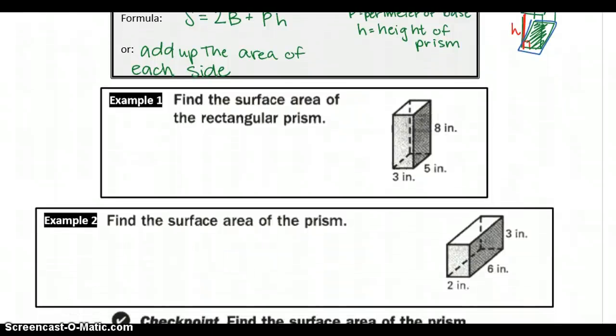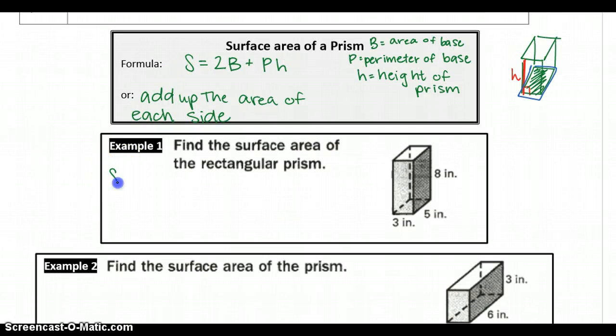So for example 1, we're going to find the surface area of the given rectangular prism, meaning that both of our bases are congruent rectangles. And I'm going to use the formula for the surface area, which again is S equals 2 times B plus P times H. So first we need to find our B, or the area of our base. Our base here is a rectangle, so I'm going to find the area by doing length times width. My length is 3 inches and my width is 5 inches. So I'm going to plug in 3 times 5. So when I multiply this, I'll get that the area of my base is 15 inches squared.